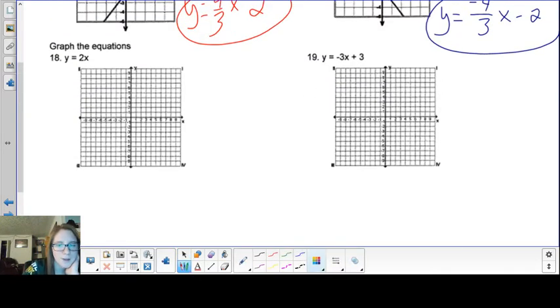All right, let's go ahead and graph our own. So we're going to find our intercept and our slope. My intercept is always what comes after. So in this case, my intercept's just at 0.